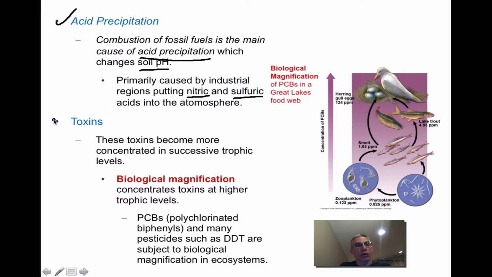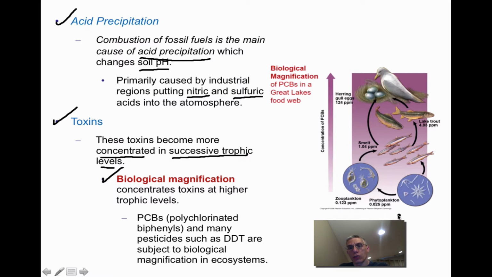Now, we also have something called, of course, toxins. So we introduce toxins, unfortunately, into the environment occasionally as well. And the sad thing about these toxins is that they can actually become more concentrated in successive trophic levels. And what that means is that as you move your way up that pyramid, it becomes more concentrated in our higher level consumers. And oftentimes we call that biological magnification. And what that means is, as we had said, it's going to concentrate those toxins at those higher trophic levels. And you can see that occurring over here on the right with the example that we have here.